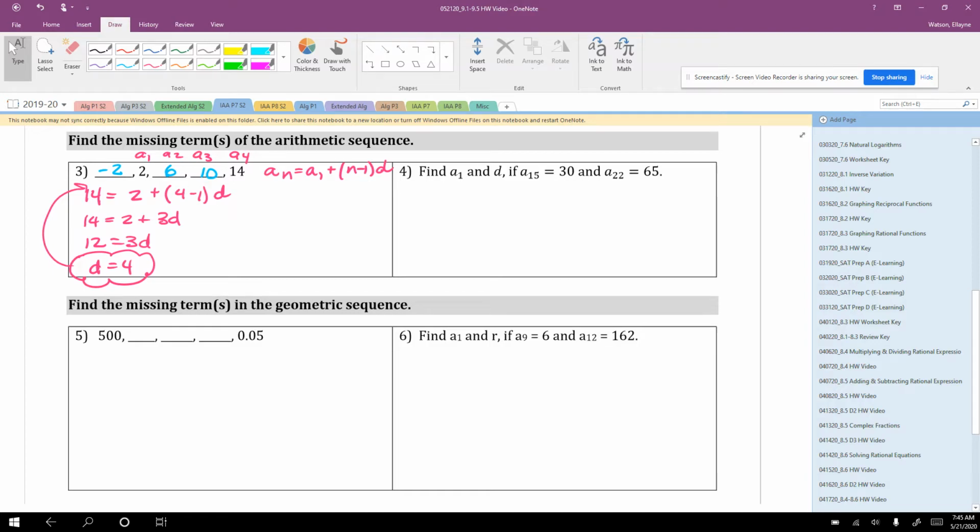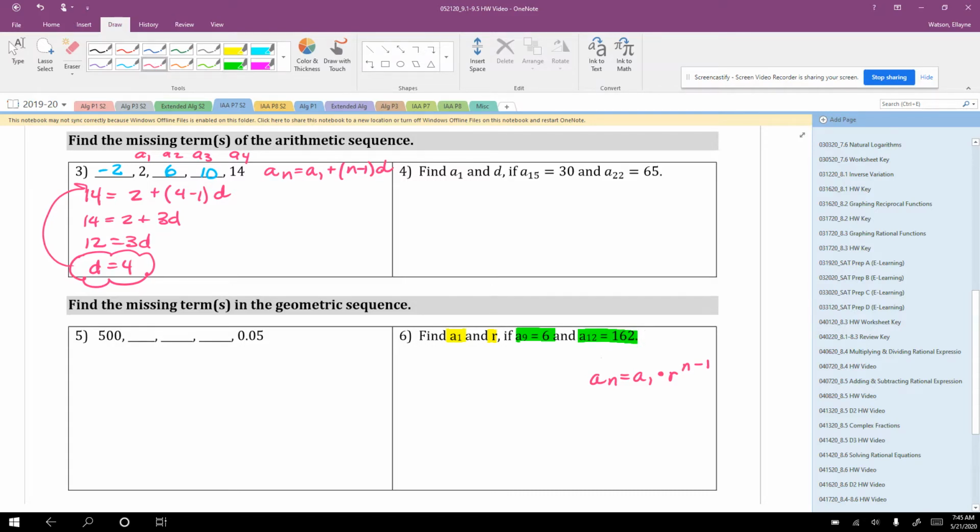Let's look at 6. So now we're dealing with geometric sequence. This one is definitely tougher. Couple ways to do this. First off, let's remember what a geometric sequence looks like. Geometric is a sub n is equal to a sub 1 times r to the n minus 1. All right, now what are we solving for? We're solving for a sub 1 and r. And we're given a sub 9 and a sub 12.